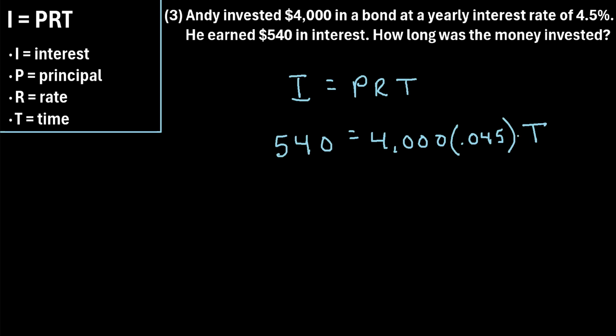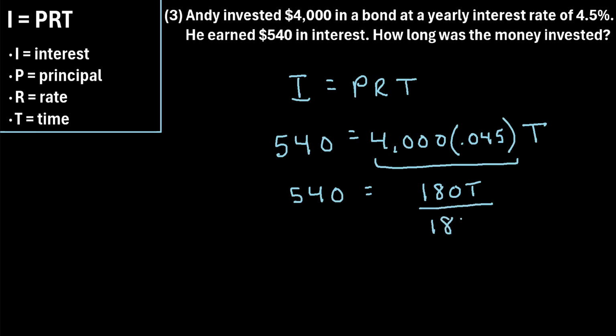So we'll just say T. So now we're trying to solve for T, or in other words, we're trying to get T by itself. So if we multiply 4,000 by 0.045, this turns out to be 180. So we have 180 times T, and that's equal to 540. So to solve for T, we can divide both sides by 180. So just a little algebra. On the right-hand side, these 180s cancel out, and we're left with T is equal to 540 divided by 180. That turns out to be 3.